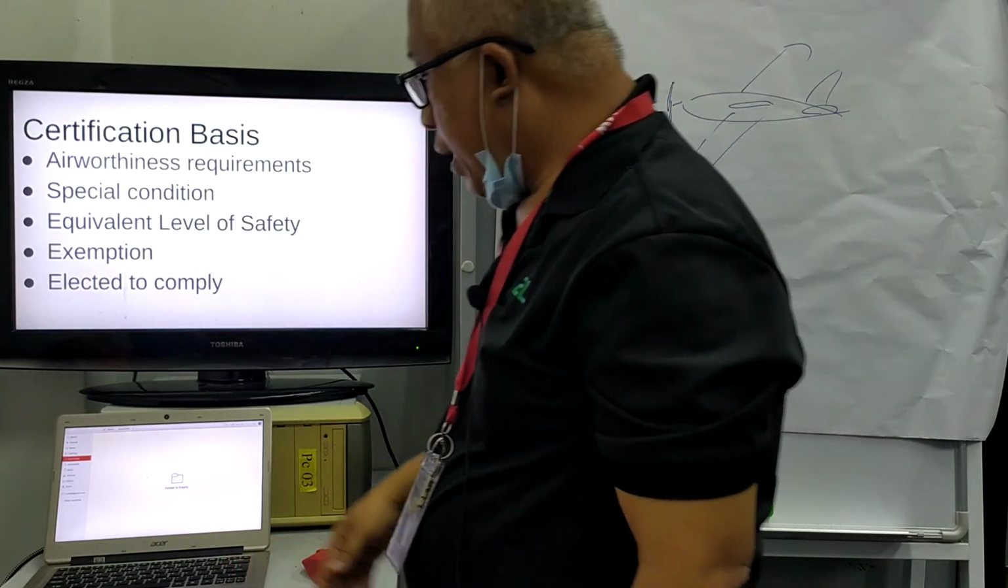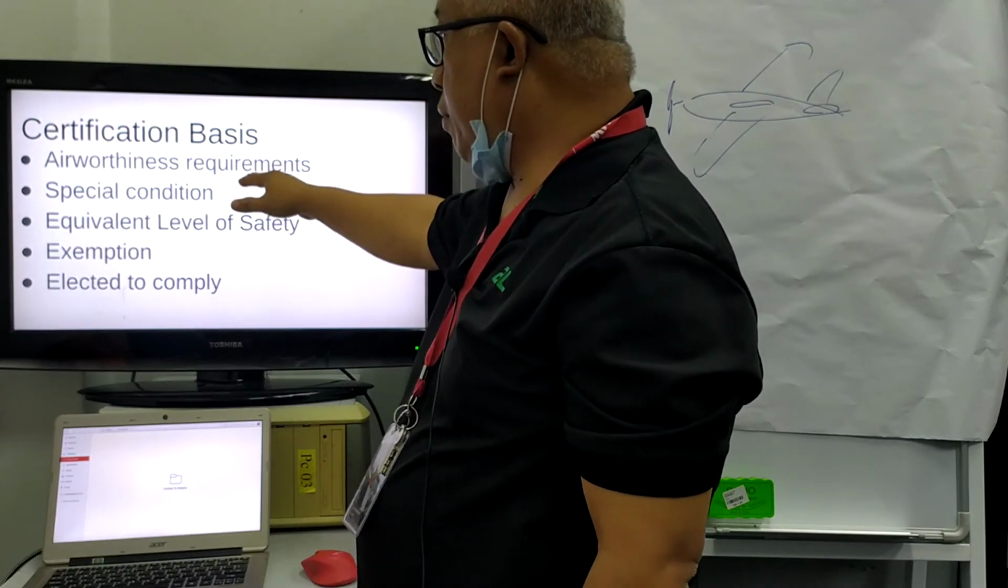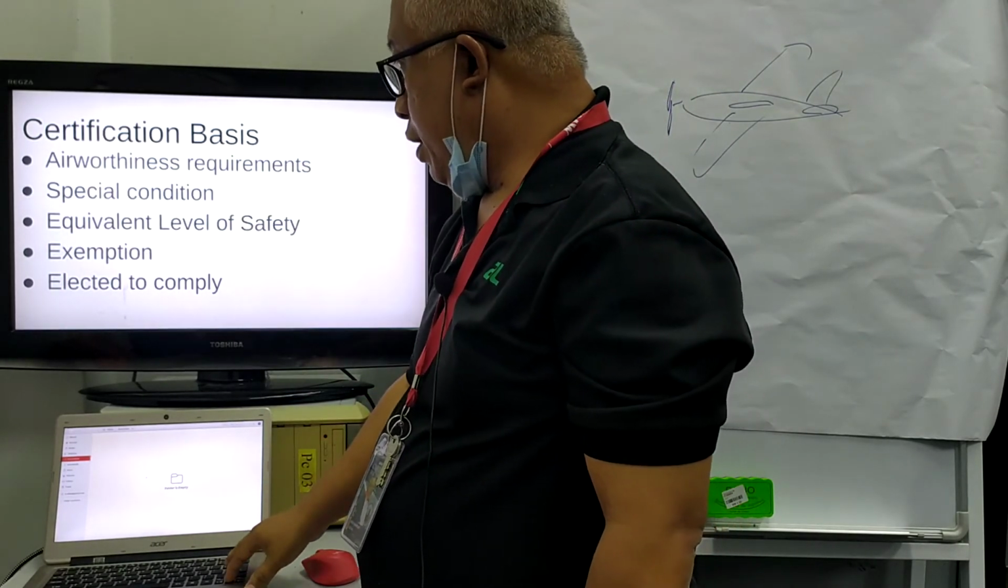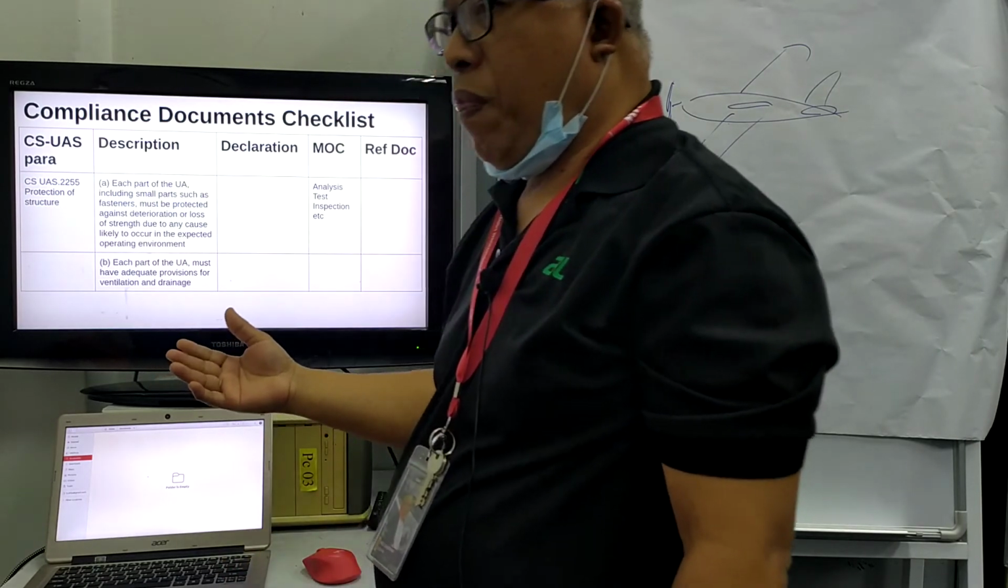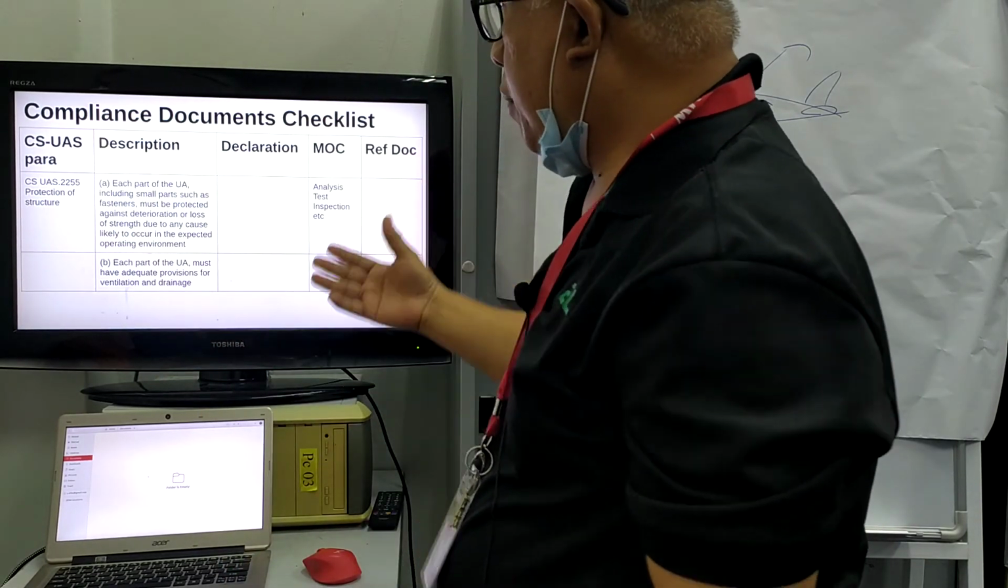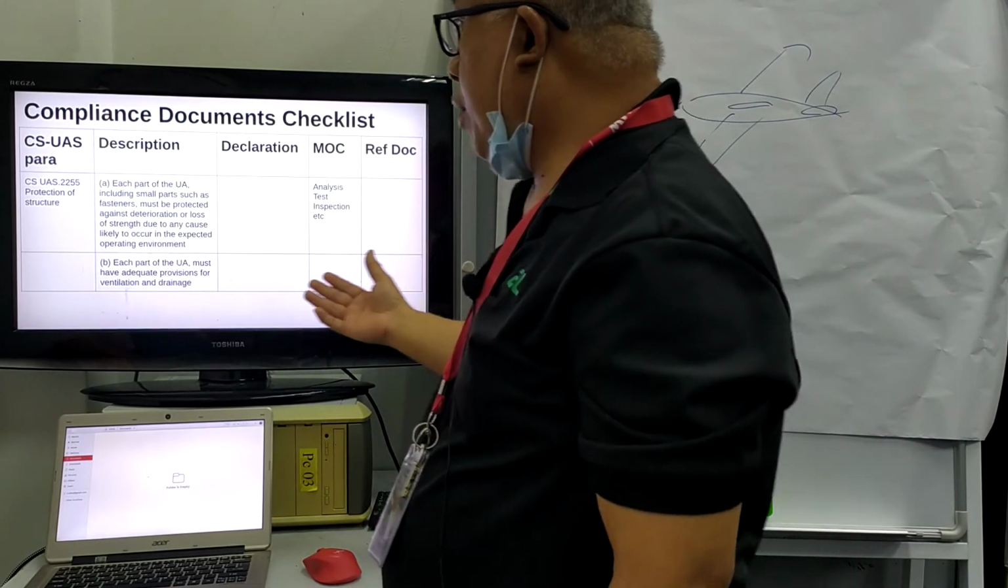So the cert basis I have explained. In the cert basis there is an airworthiness requirement, there is a special condition, there is an equivalent level of safety, an exemption, and anything you would like to comply with. For us, in the certification basis, you have to have the compliance document. This is one example compliance document.